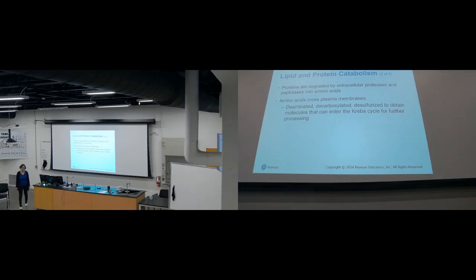Proteins cannot enter the microorganisms directly, so they have to use this enzyme. This enzyme will be found in the plasma membrane. And once inside the cytoplasm, these amino acids can be deaminated, so you remove the amino group. You can remove the carboxyl group, so this is the decarboxylation. And then for those amino acids that have sulfur groups in them, they will be desulfurized.